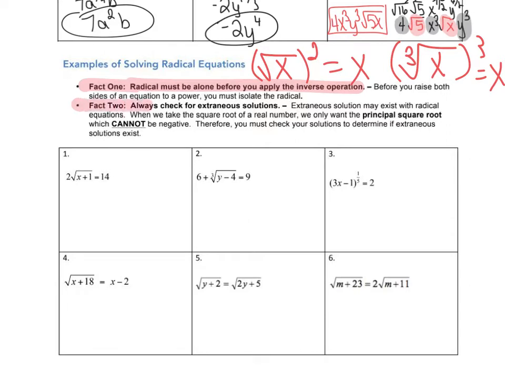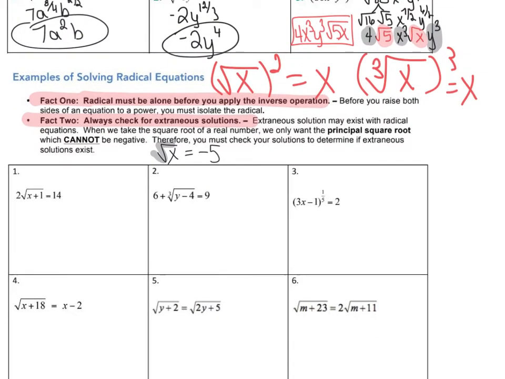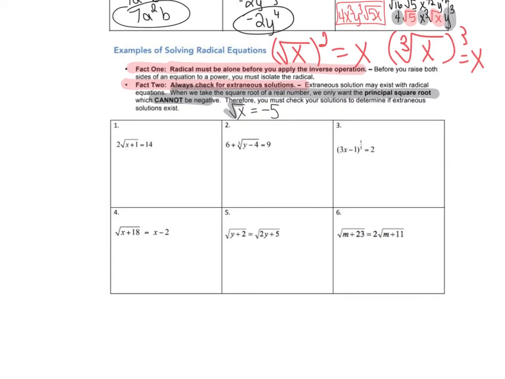The second thing is there may be extraneous solutions, so we want to always check that. And what that means is when you go and check your answers, if you end up with something that says the square root of x equals a negative number, say -5 or something like that, you can't have that. Okay, that's what we cannot have. So when we take the square root of a real number, we're looking for the principal, or the positive, root of it. Therefore, you always want to check to make sure if any answer that you get is an extraneous solution or not. Okay, and checking on these is pretty easy.